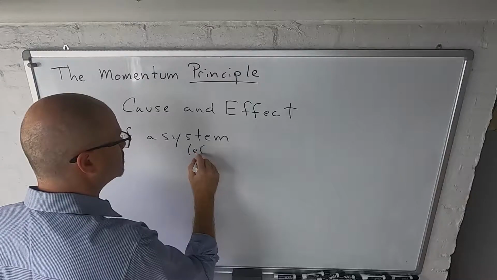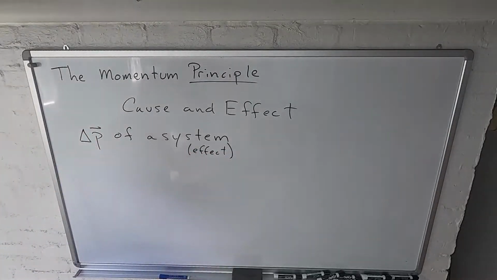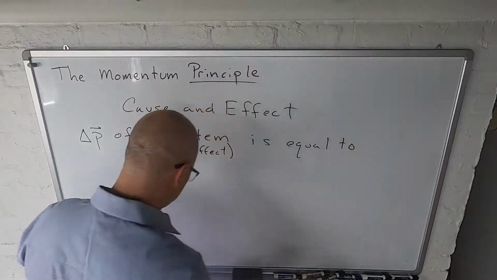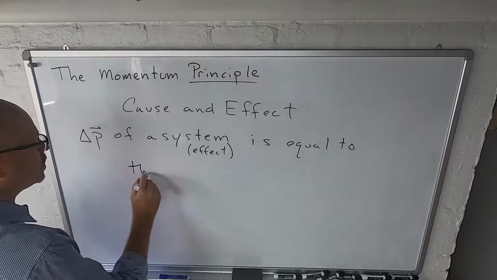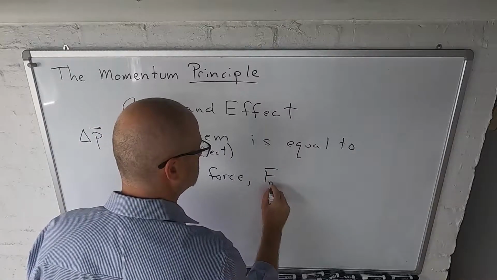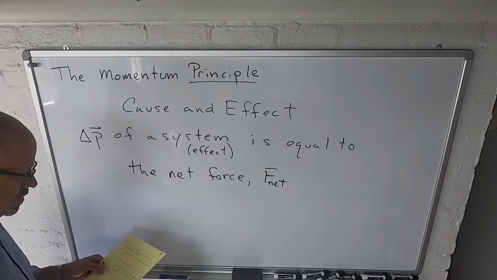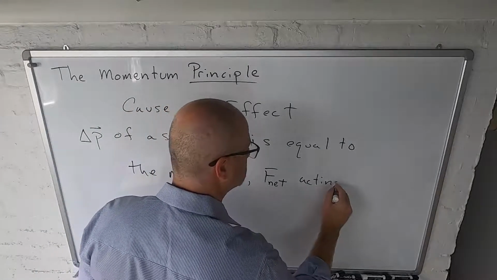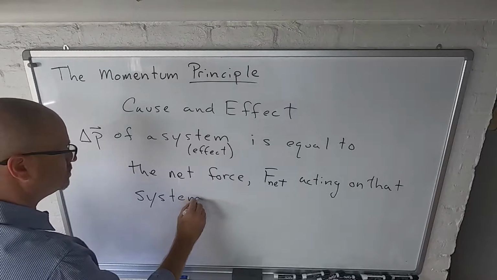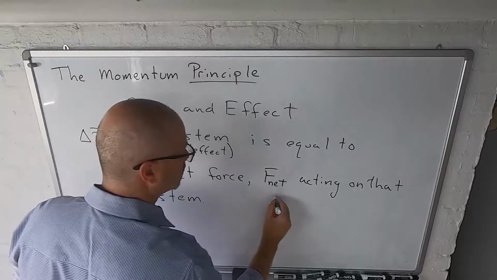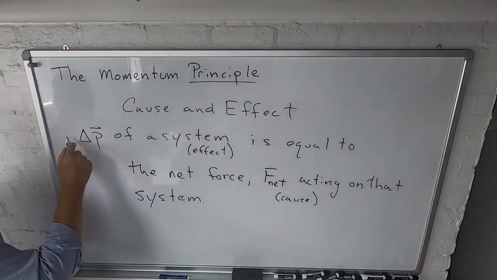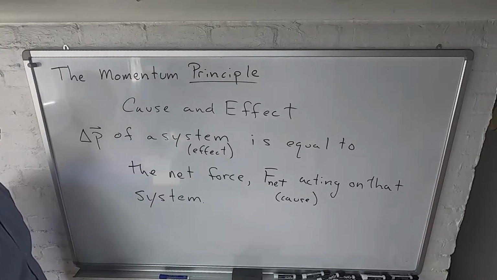And so, to put it in words, I would say that the change in momentum of a system, this is the effect part, is equal to the net force, we'll call that F net, and we'll define that in a moment, acting on that system. So, this is the cause. So the cause and effect relationship is that you change your momentum when you are acted on by a force.